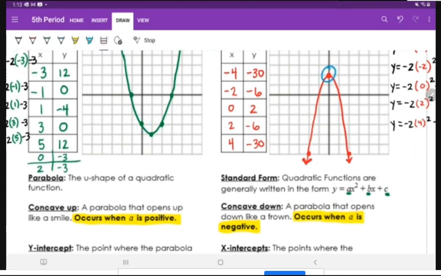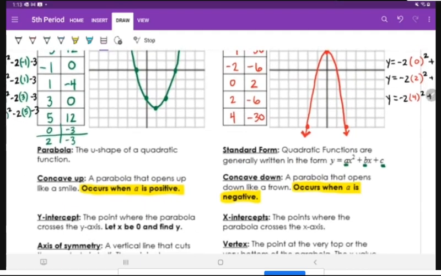So the way we find our y-intercept is either by looking at the graph. If you have a picture in front of you, just look at the picture and you can find it very easily. But if you don't have a picture, here's how you find it. You let x be 0 and you find y. You plug 0 in for x.